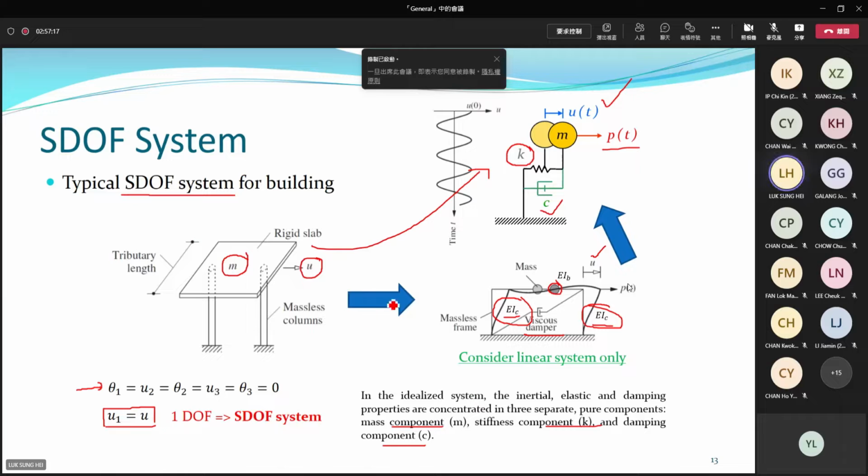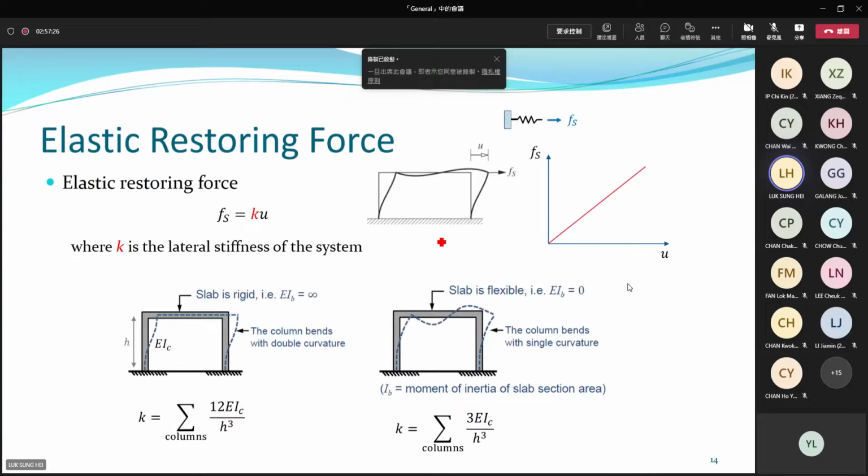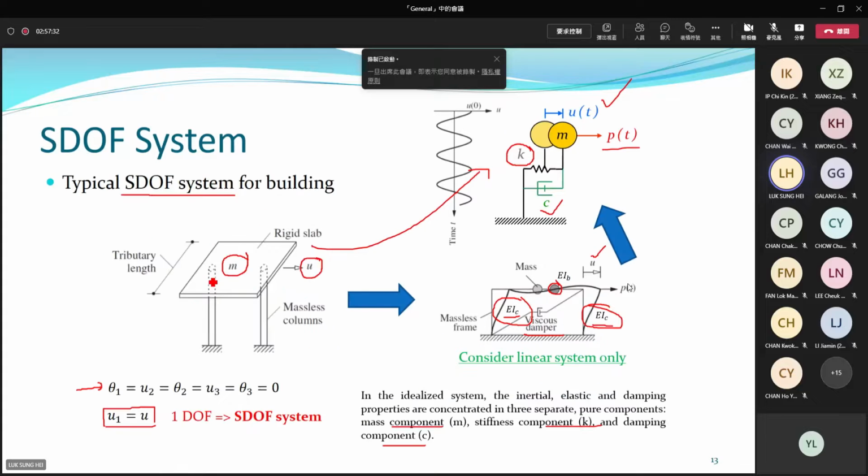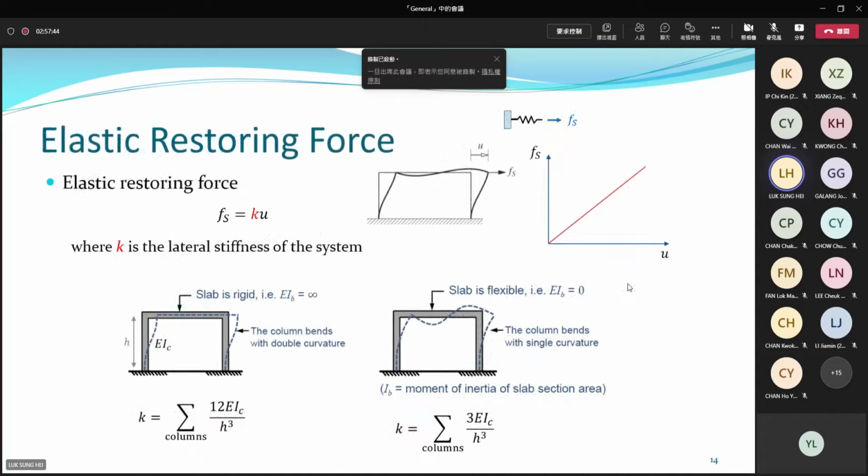I will let you know how to formulate their relationship in the next parts. But before that, I need to talk about some properties. Say, for example, maybe you feel it is strange that we can use a single stiffness to represent the stiffness provided by the columns. Or maybe you think, hey, what are damping coefficients? So before moving on to the formulations, I would like to use a few slides to explain what K is, what C is, these kinds of things.